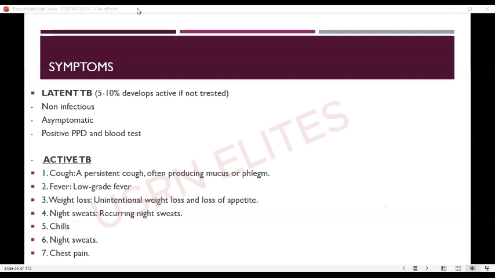So please take note, when you do a skin Mantoux test for a patient and the patient has a positive PPD, you will learn very soon what makes you positive and what makes you negative when you do the skin test. But please take note, it doesn't end there, because even if you are only exposed to TB, you still have a positive PPD. So you go ahead and do a chest x-ray and a sputum culture.